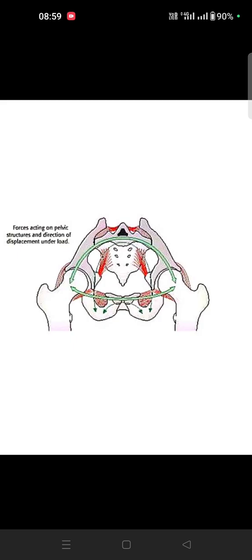Then here, in the first view, the U shape is the sacrum. So sacrum to iliac, then symphysis to iliac. So that is the force acting on the pelvic structure, its direction and displacement under load.